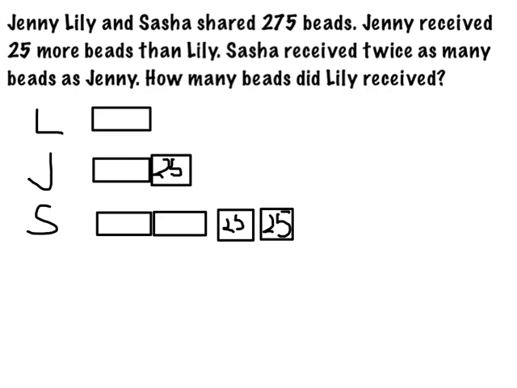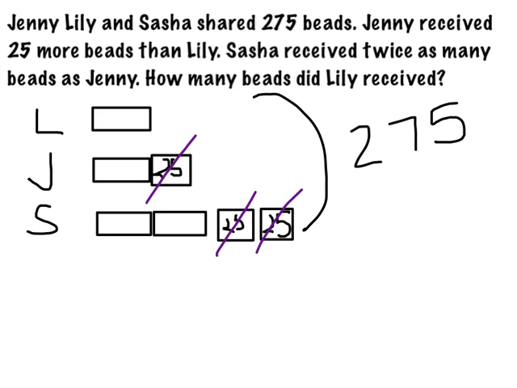The last thing I need to know is that if I look up here, it tells me that there were 275 beads altogether. So I'm just going to write that in, 275. Now, I want to know how much these boxes are worth. So I need to get them by themselves. And the best way that I can get them by themselves is by getting rid of these 25s. When you get rid of something in math, the mathematical operation you use is subtraction.